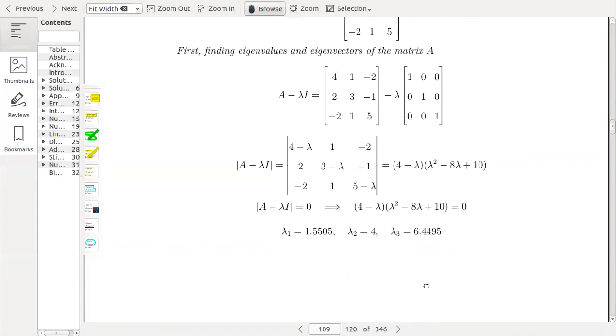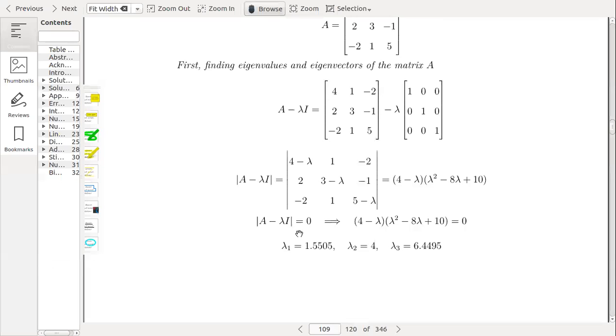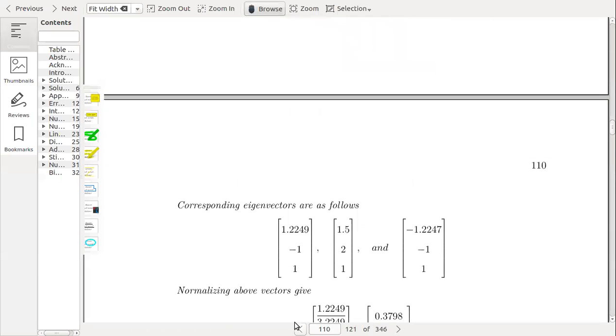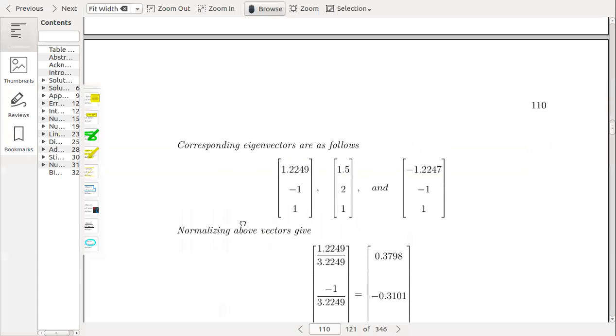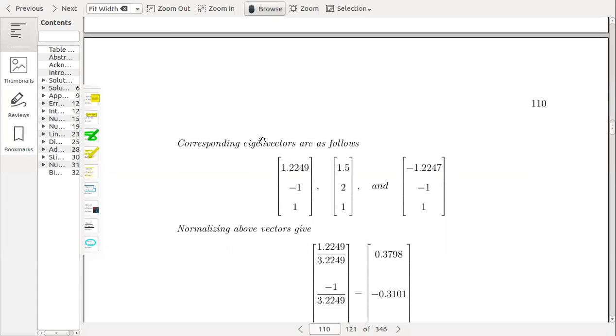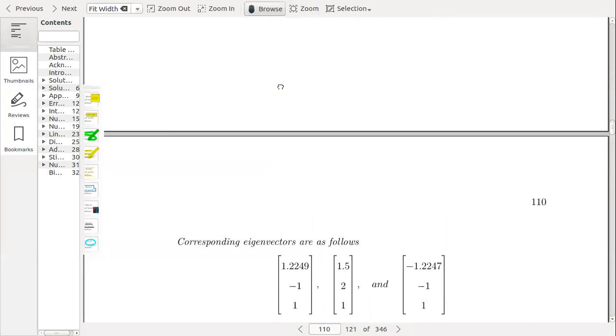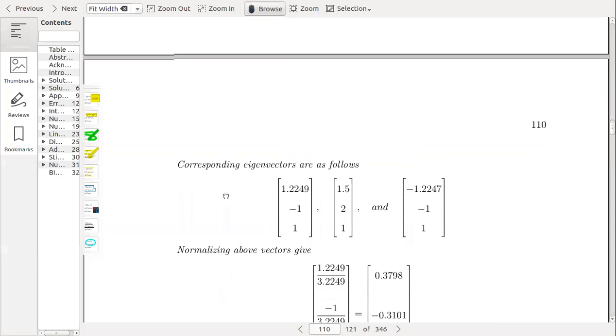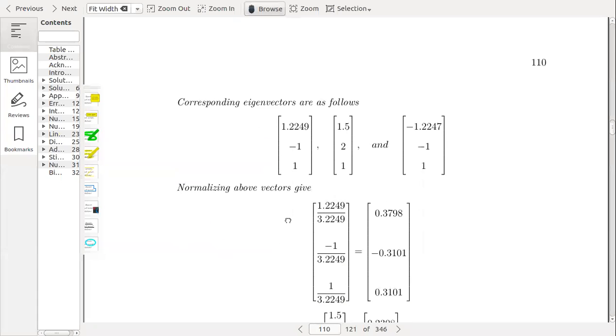So first of all, we find the eigenvalues and corresponding eigenvectors. Here the eigenvalues and eigenvectors are already given. The corresponding eigenvectors are as follows: 1.2249, minus 1, 1; 1.5, 1, and minus 1.2247; minus 1 and 5, 1.